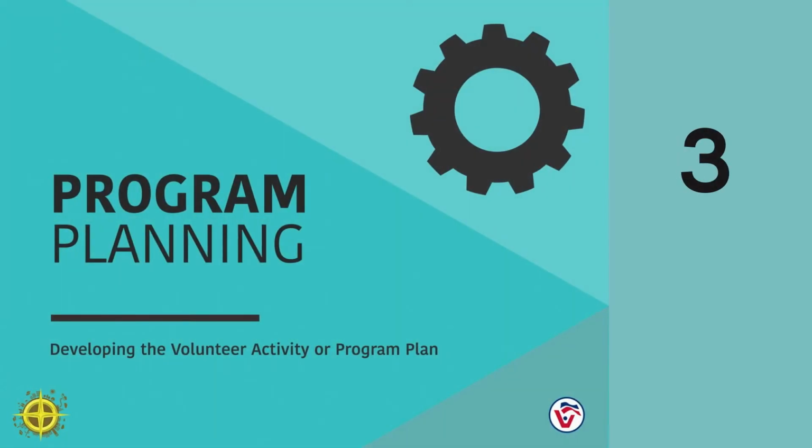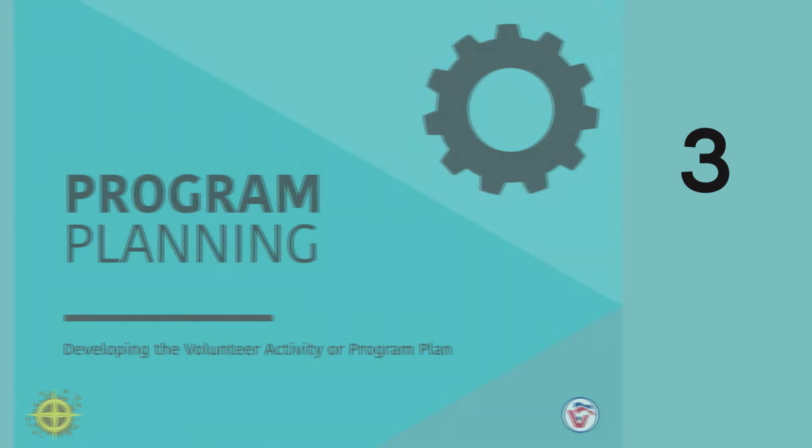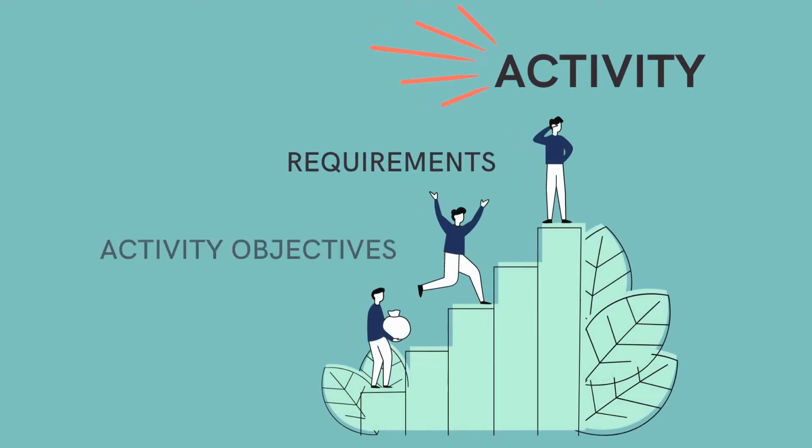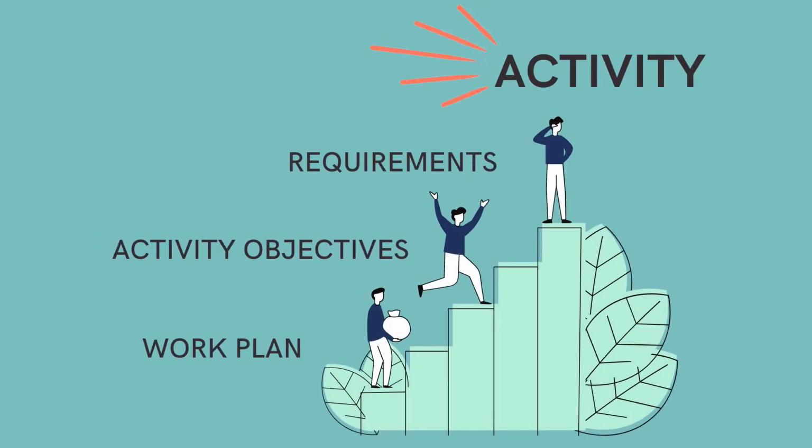The third component is program planning. This is about developing an activity or project plan for volunteer-related initiatives. It outlines the activity objectives and work plan, as well as the requirements to successfully implement the activity.